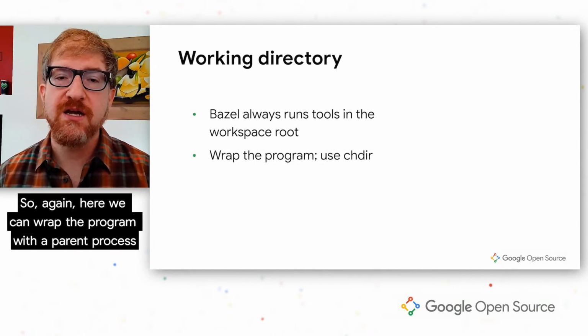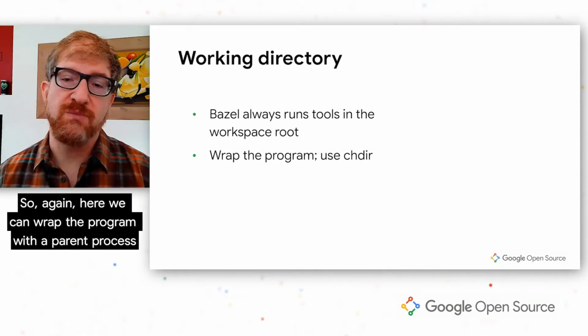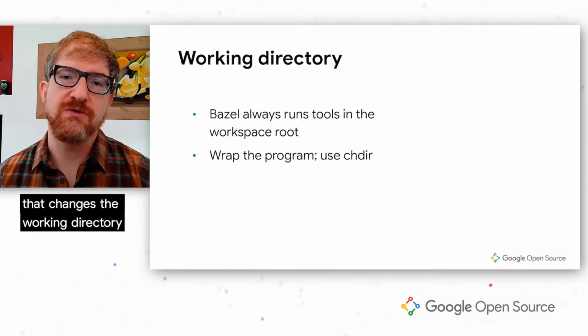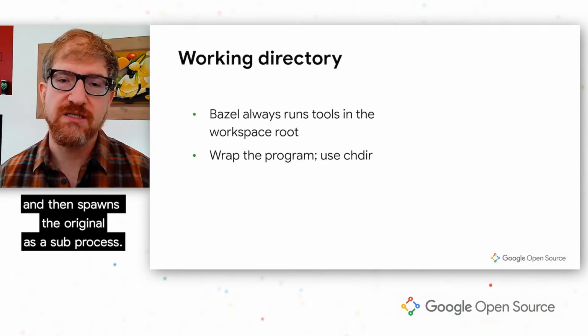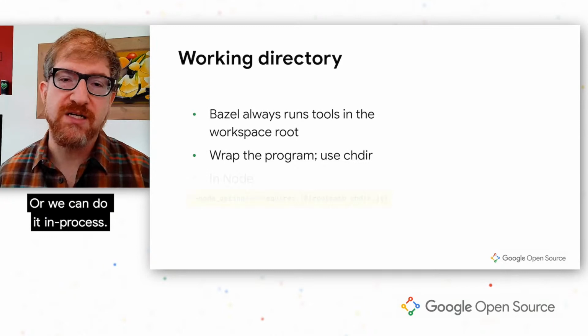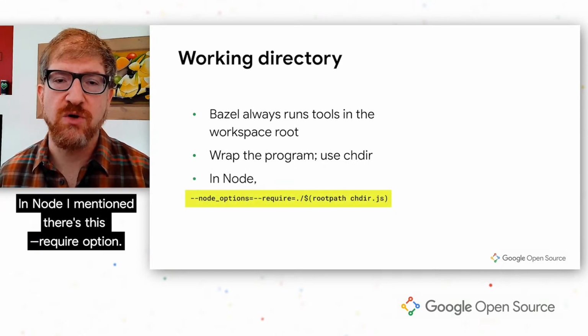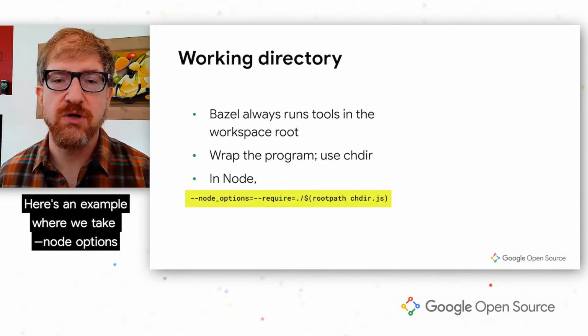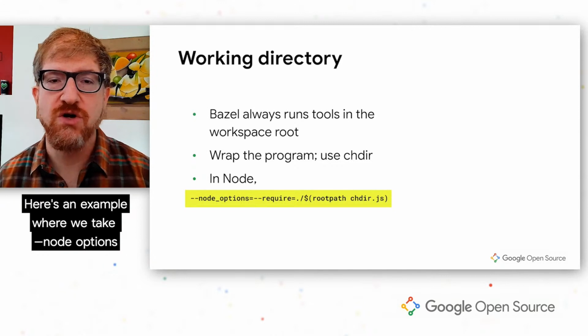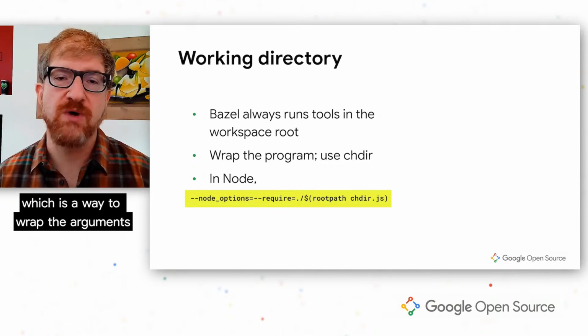So again, here we can wrap the program with a parent process that changes the working directory and then spawns the original as a subprocess. Or we can do it in process. So in Node, I mentioned there's this --require option. So here's an example where we take --node_options, which is a way to wrap the arguments.